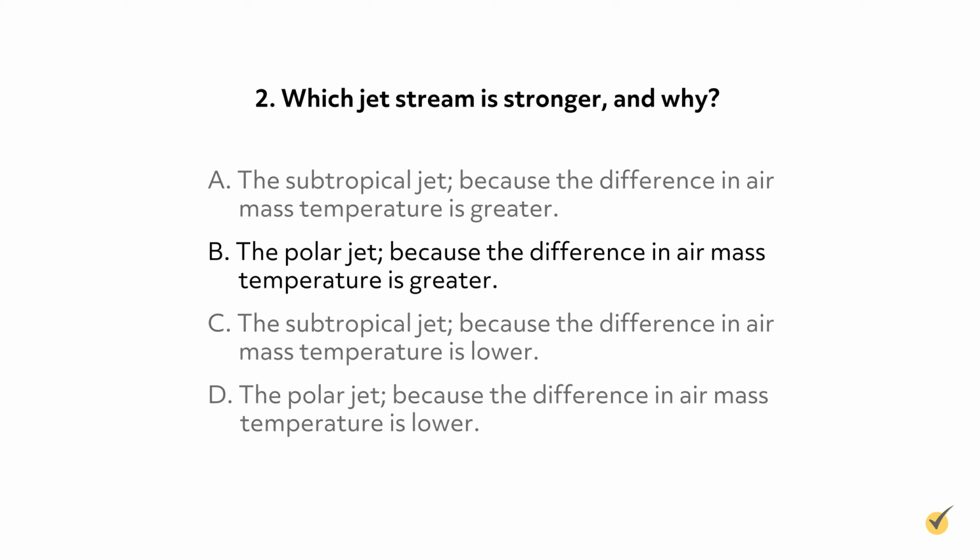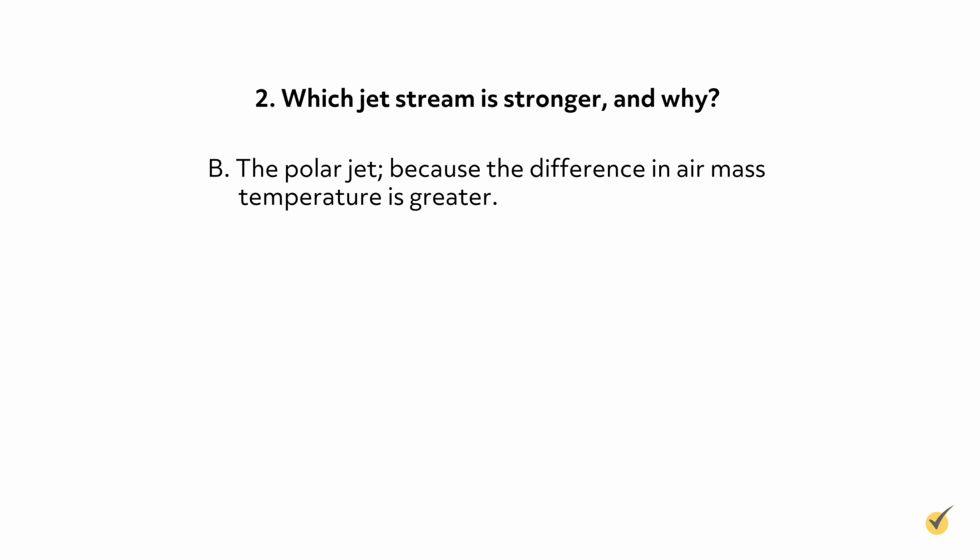The correct answer is B. The polar jet stream is stronger because the difference in temperature between polar air masses and mid-latitude air masses is greater than that between the mid-latitudes and tropical regions.